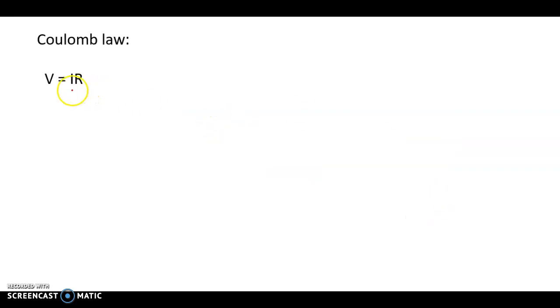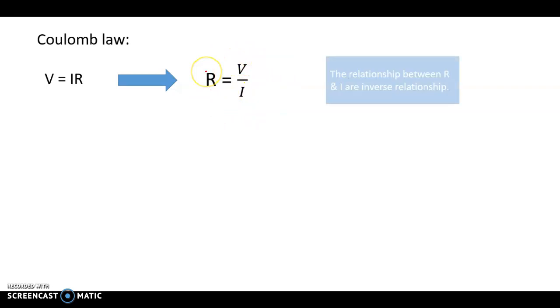Now, here I have another thing: volt equals IR, V equals IR. We could see this famous equation, R equals V over I, and we call this Ohm's law. The relationship between R and I is an inverse relationship. Since R is at the top and I is at the bottom, they are inversely proportional. If we increase resistance, we decrease current. If we decrease resistance, we increase current, and vice versa.